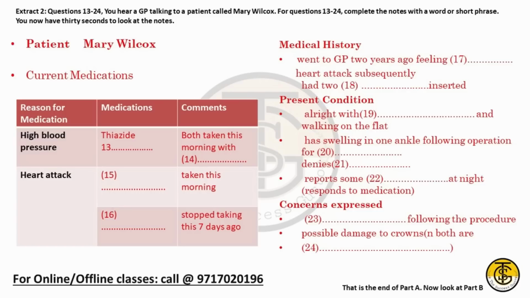So, Mrs. Wilcox, you tell me you've had high blood pressure. So, are you taking any medications for that? Yes, a blue one and a white one. And do you know the names of the tablets? Yes, so one's thiazide, OK, and the other one's lisinopril. Perfect. Thank you. That's very helpful.